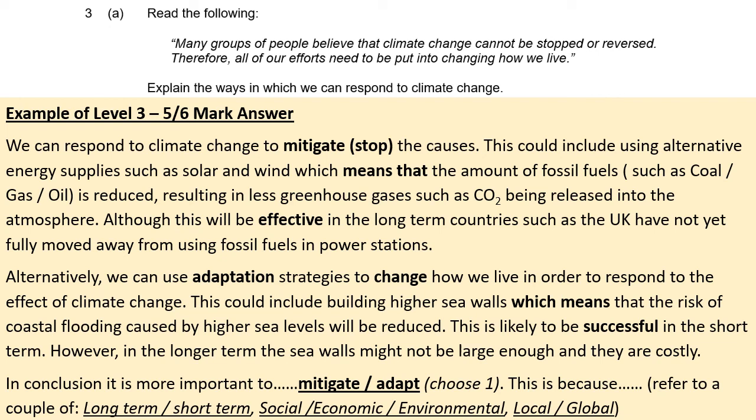In conclusion, it is more important to, and then you choose whichever one you've talked most about, you can talk best about. This is because, and then refer to the wider context of this, the long-term, short-term, social, economic, environmental, and is a local or global aspect. Don't include all of those because your conclusion will be far too long. But if you can reference a couple of those, short or long, and then maybe social, economic, or environmental, and if it applies, maybe local or global, then that would be perfect.